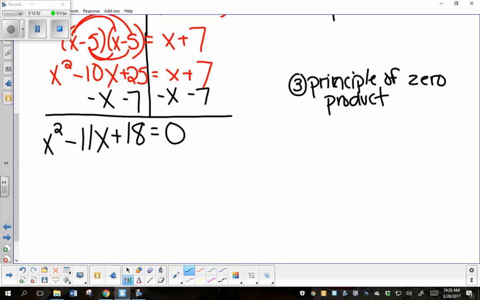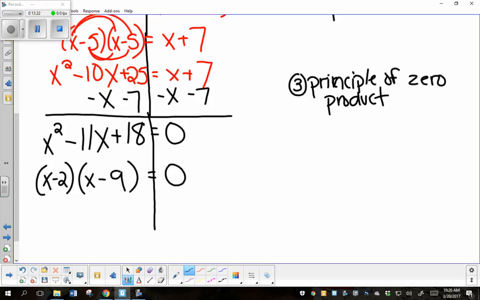Okay, so I've got to factor this side. You guys have to remember factoring now. This is a nice normal factoring problem. There's nothing in front of x squared. So I'm just thinking, what multiplies to 18 and adds to negative 11? 2 and 9, what signs? Both negative, right? Negative 2 times negative 9 is 18. Negative 2 plus negative 9 is negative 11. So it's x minus 2 and x minus 9 equals 0. So I just factored it.